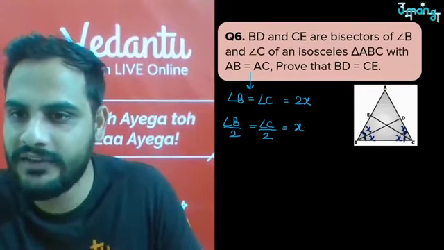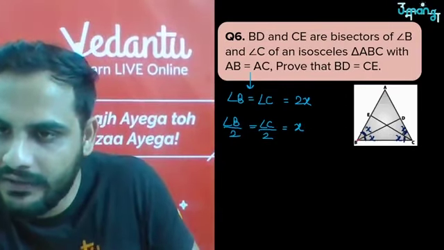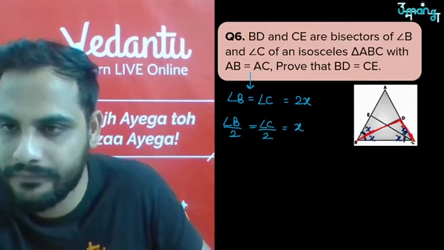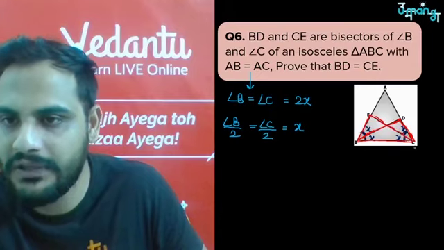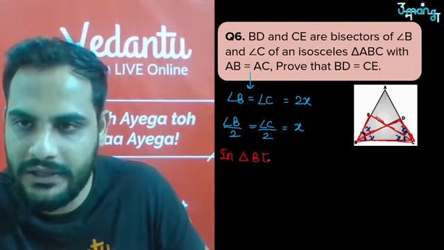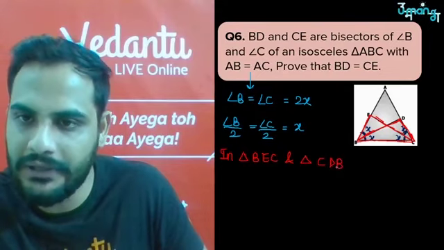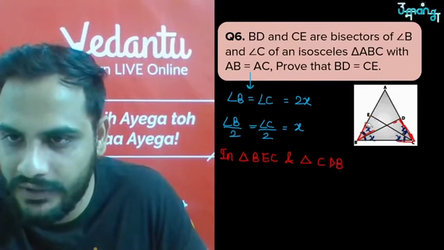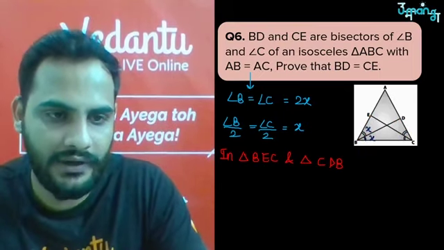What do you want to prove? BD and CE, if you want to prove them equal, then logic says that BD is in this triangle BDC and CE is in this triangle BCE. So these two triangles, I will say, in triangle BEC and triangle CDB, I will just make this part clear, otherwise you will not be able to see anything, right? Yes, now you know what I was saying.